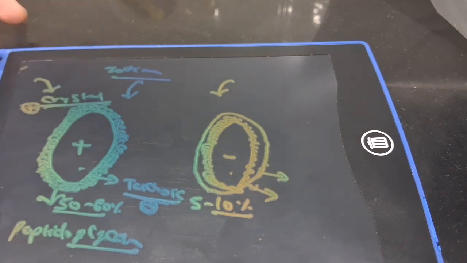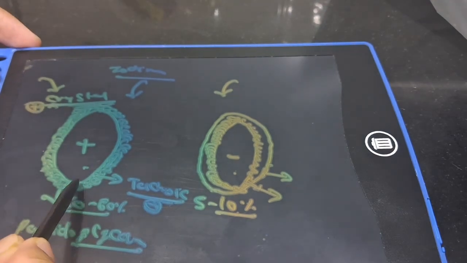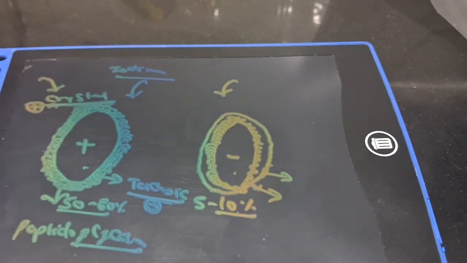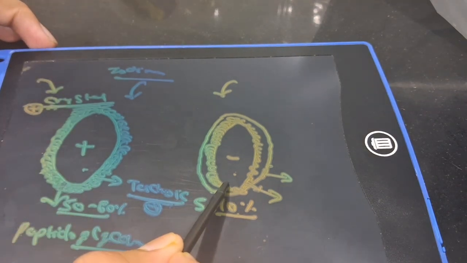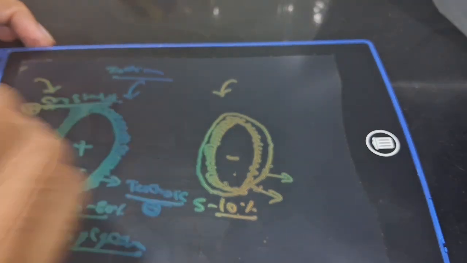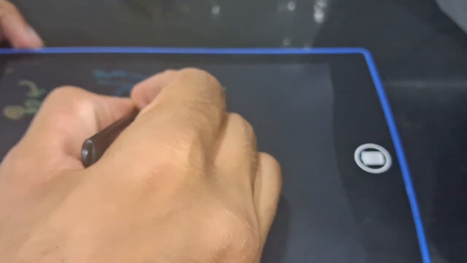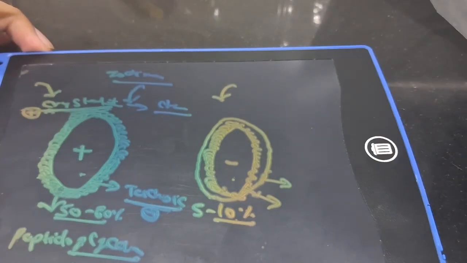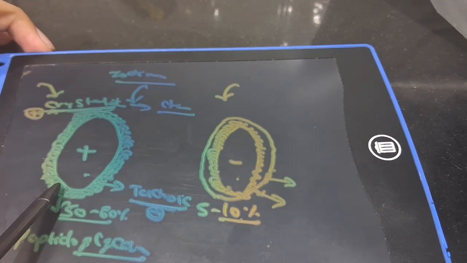The work of Gram's iodine is to fix the crystal violet inside the peptidoglycan layer of gram positive and negative bacteria. It's a fixator. So it goes inside the peptidoglycan layer of gram positive and negative bacteria and will combine with crystal violet, okay, and will form a chemical complex. And what will it form? It will form a chemical complex.